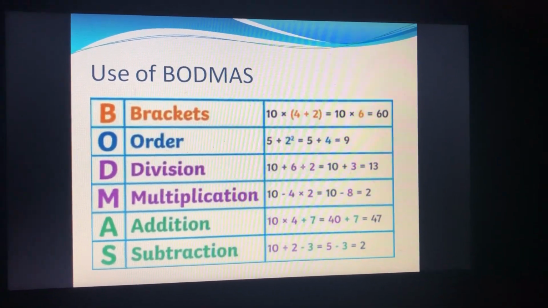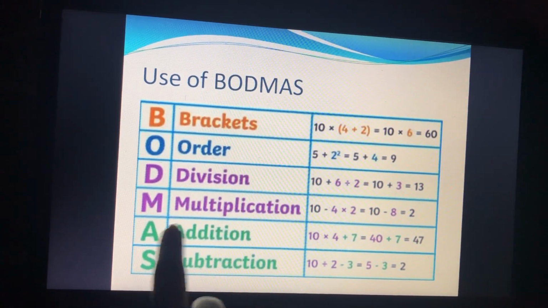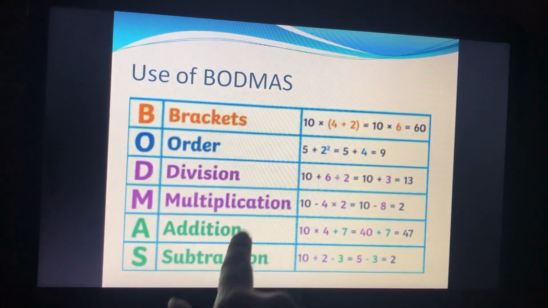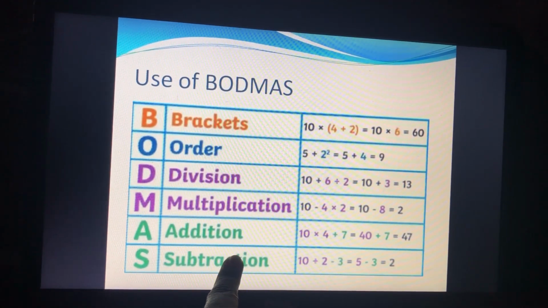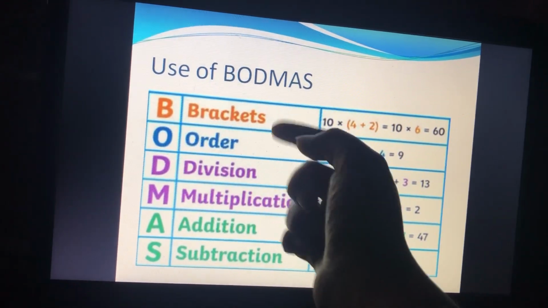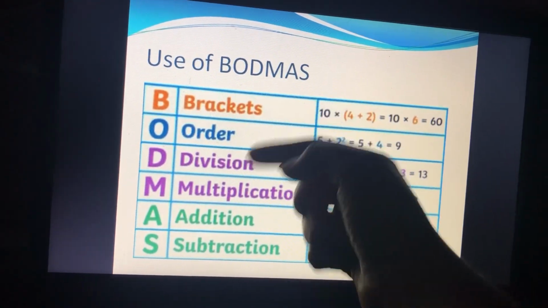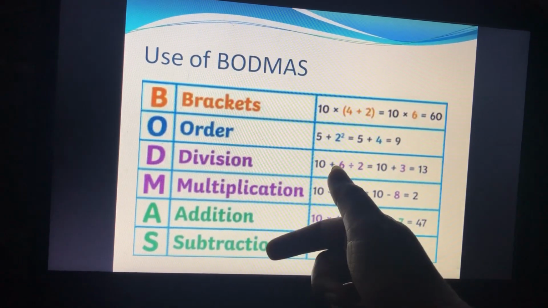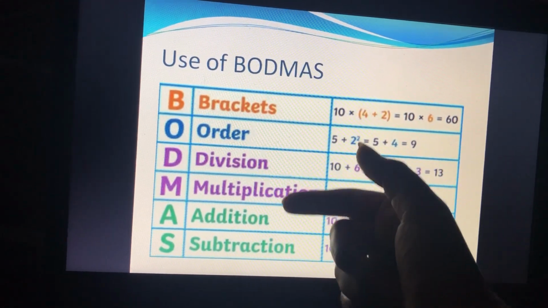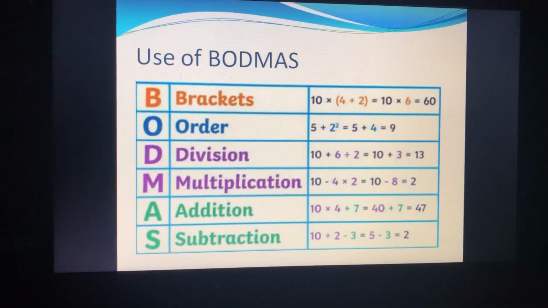BODMAS: B for bracket, O for order, D for division, M for multiplication, A for addition and S for subtraction. Now how will we use BODMAS? Bracket means first of all we have to solve the brackets. This is the sequence in which you have to solve an expression. If you get an expression having all these operations, first of all you have to solve the brackets, then the order, then division, then multiplication, then addition, and at the last you have to do the subtraction, right?